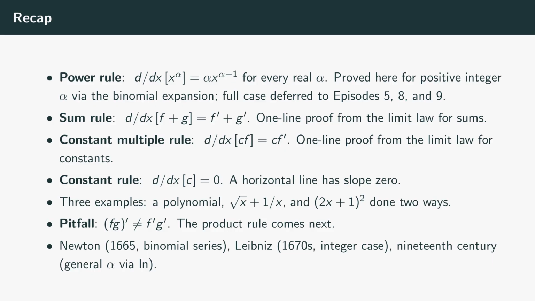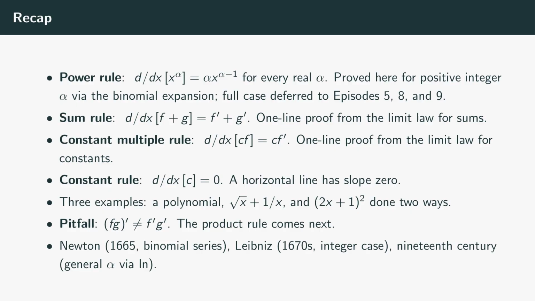Where we landed today. 3 rules and 1 bonus corollary. The power rule, derivative of x to any real exponent, is the exponent times x to 1 less than the exponent. We proved it from the definition for positive integer exponents using the binomial expansion, and deferred the general case to episodes 5, 8, and 9. The sum rule, derivative of a sum, is the sum of the derivatives by the limit law for sums. The constant multiple rule, a constant slides outside the derivative by the limit law for constant multiples. The constant rule, free from the constant multiple rule, the derivative of a constant is 0.